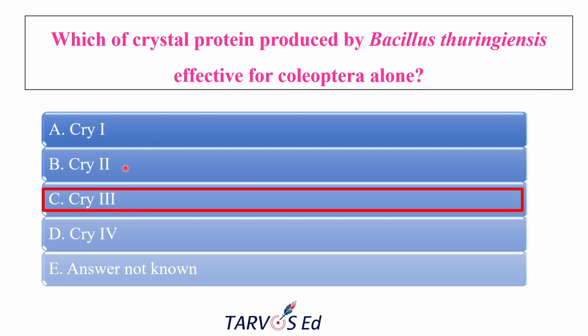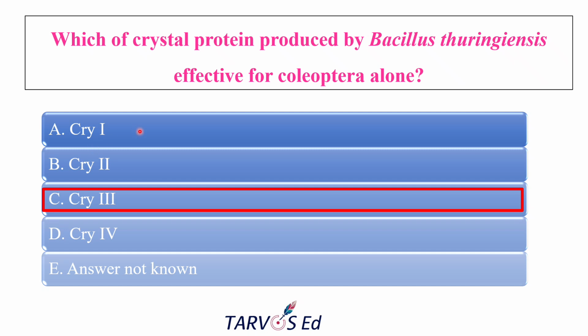What are Cry proteins? Bt generally produces crystal proteins during sporulation. These are called Cry proteins, or else we can call them endotoxins, delta endotoxins. When the insect ingests this toxin, it binds to the midgut and causes the insect's death. So here the options are different. The correct option for coleopteran control is Cry3.